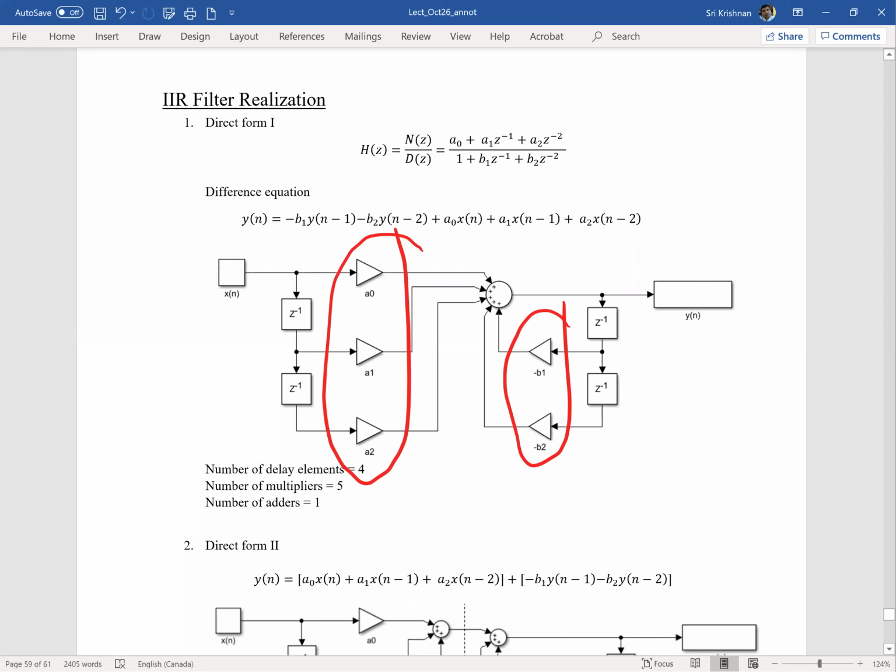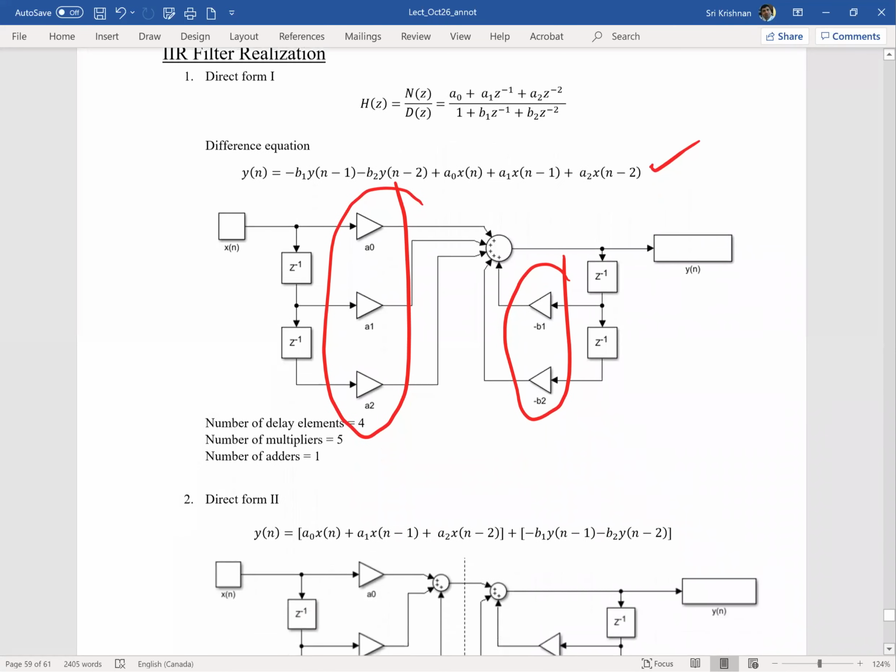This form of representation, for the given example, has four delay elements. It has 5 multipliers, 1, 2, 3, 4, 5 multipliers, and all it needs is one adder. So this is the resource assessment of the digital filter. This particular difference equation, which is given here, needs 5 multipliers, 4 delay elements, and 1 adder. Now, what's this direct form 2?